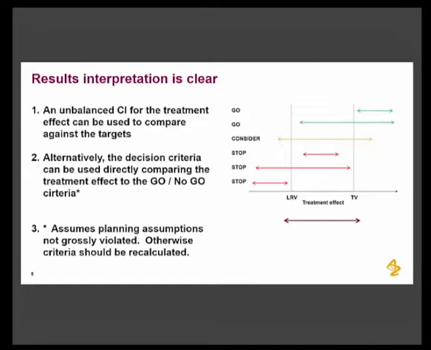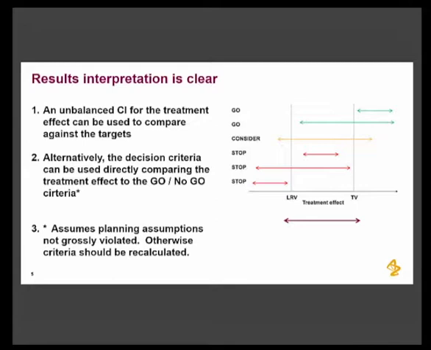This basically says that if you construct an unbalanced confidence interval and you put it up against your target and your lower reference value at the end of the study, then this is how that result will map to either a green, which is usually a go, an amber, which is usually a consider, or a red, which is usually a stop.